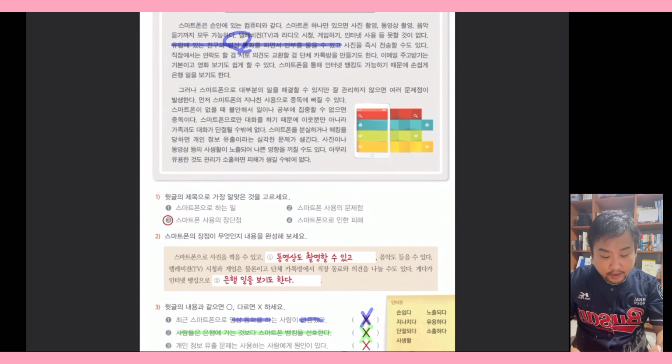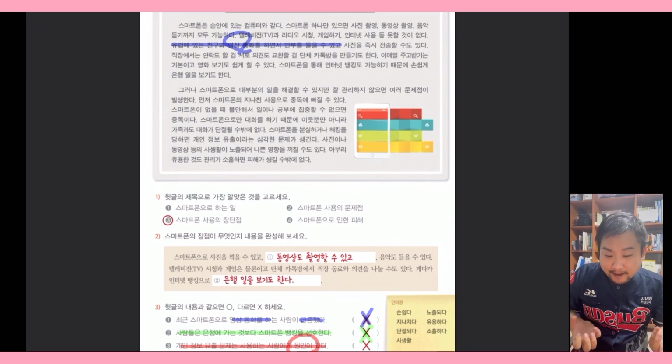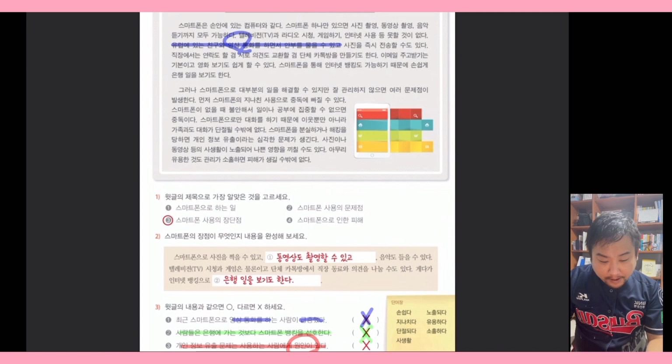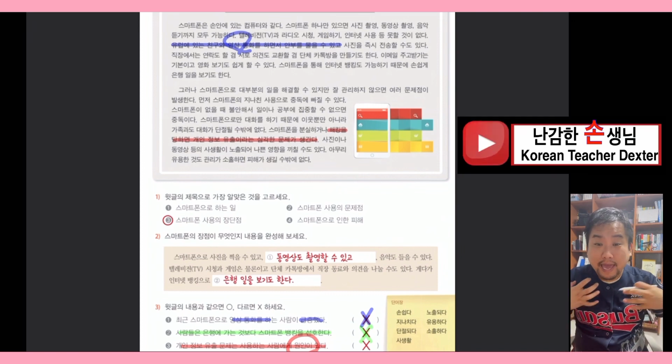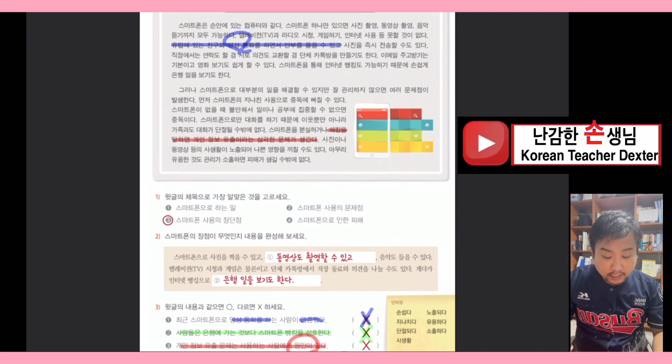And number three, 개인정보 유출 문제는 사용하는 사람에게 원인이 있다. The cause of the personal information leakage comes from the user. It might be, but in the passage, 해킹을 당하면 개인정보 유출. So in the passage, they talk about the loss of the smartphone or being hacked by hackers. So 사용하는 사람.